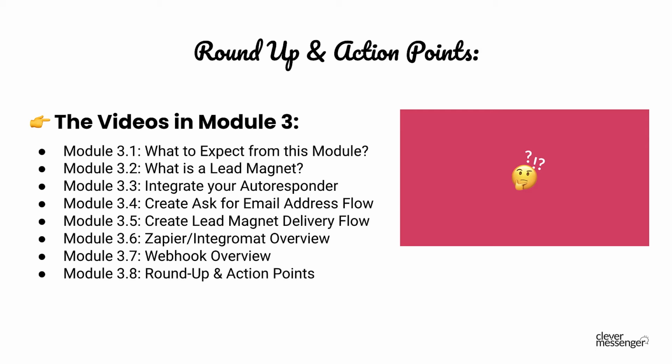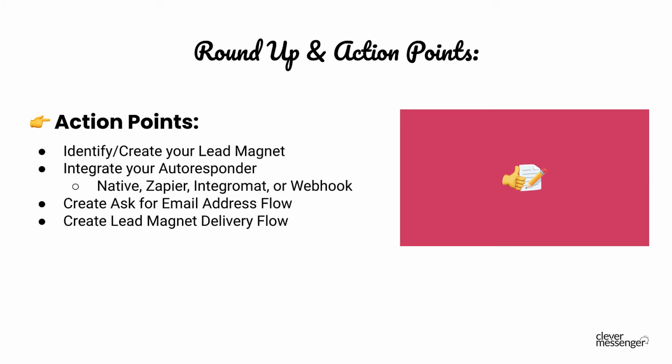Which brings me to this video, roundup and actions, and these action points you can see in front of you right now. These are the action points you need to complete in order to attain the module goal. So the first one is identify and create your lead magnet. Then integrate your autoresponder either natively, through Zapier or Integromat, or the webhook approach. Then create an ask for email address flow, and finally, but certainly not least, create a lead magnet delivery flow as well and tie those together.